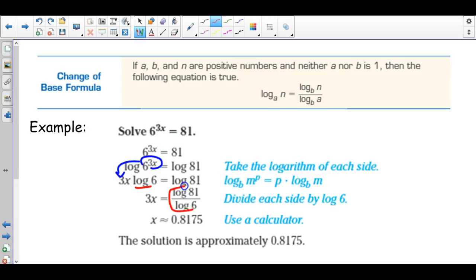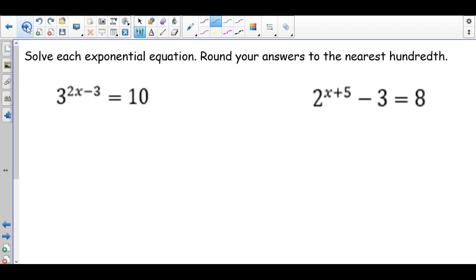And this part would go into your calculator. You would type in log 81 divided by log 6 and hit enter, and then you would divide by 3 and you would get this 0.8175. So a really quick, easy way to check that would then be to substitute it right back into your original equation, and you would end up with 81. So we're going to get some practice doing this.